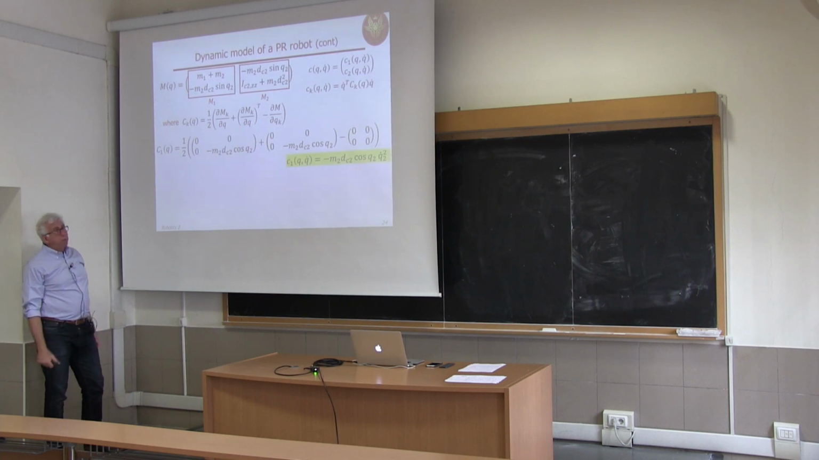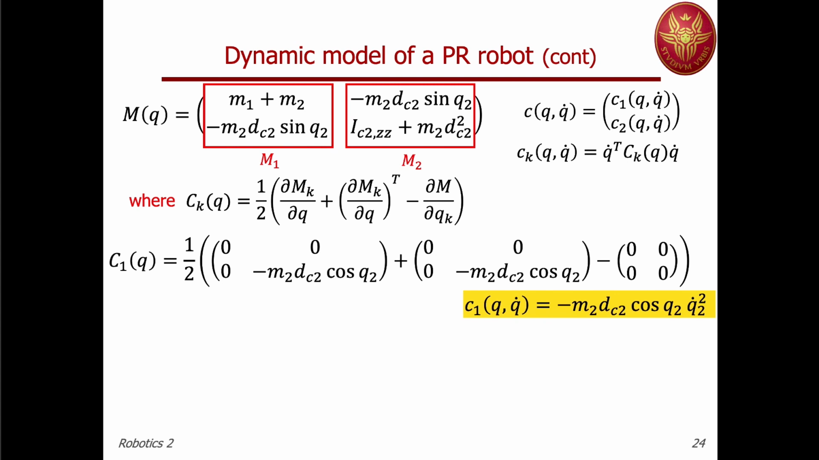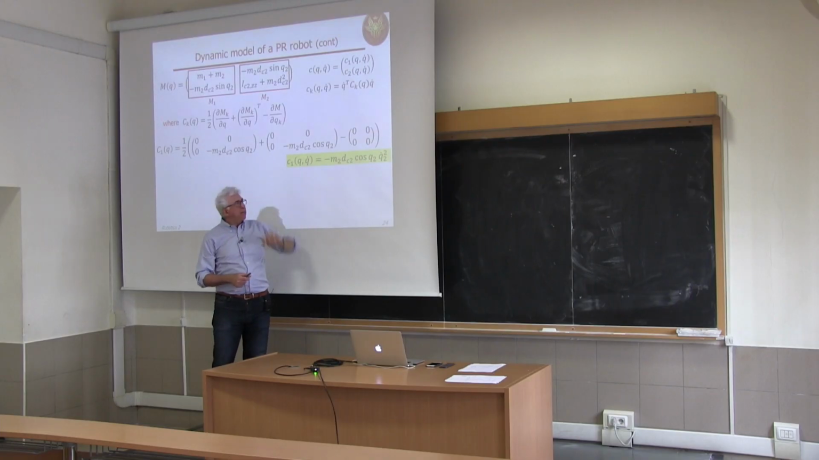So the first component of the Coriolis centrifugal vector is in fact a pure centrifugal term with a minus sign. So this is the centrifugal force that link 1, the prismatic one, which moves with the prismatic joint, feels when the second joint is rotating at the speed q2 dot. So it's the square of the speed multiplied by cosine of q2, and then with a minus sign.